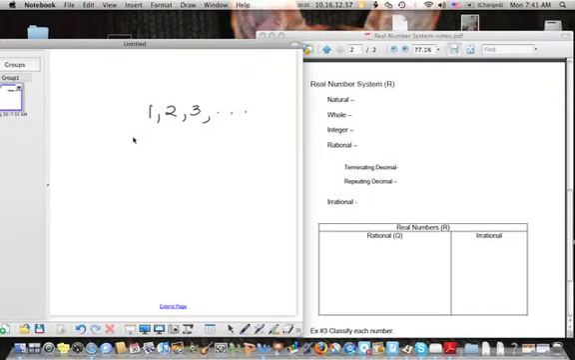Whole numbers start with 0 and then 1, 2, 3, and on and on and on. So basically each number set expands from the previous one. Integers are actually all the opposites also.